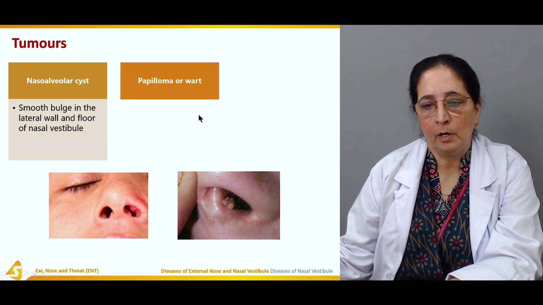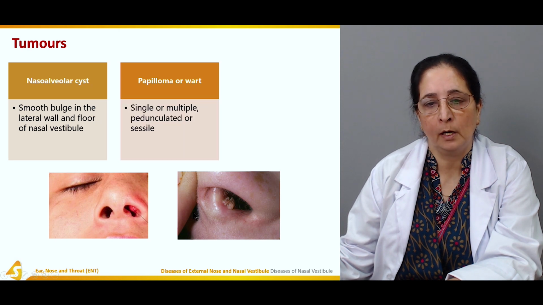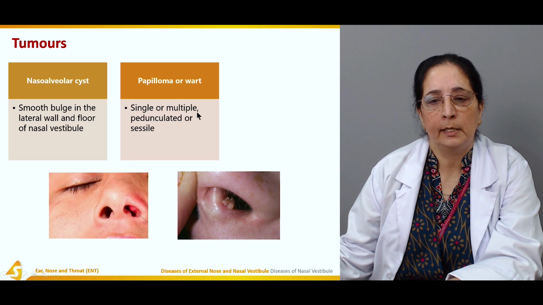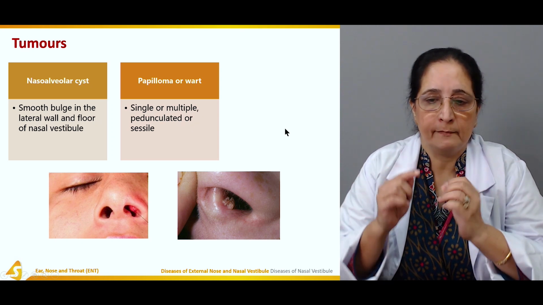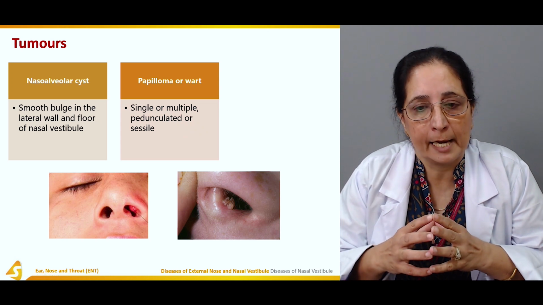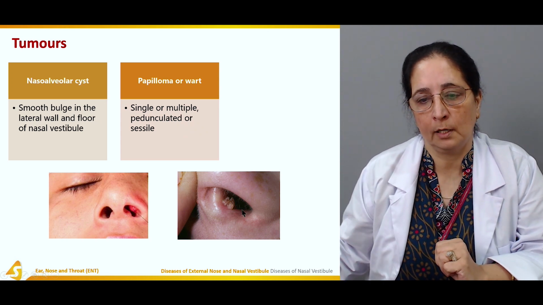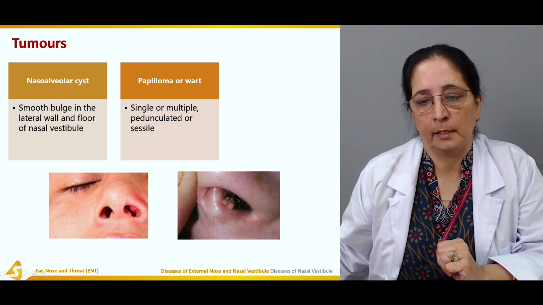Then papilloma or wart. This is the picture of the wart or papilloma, which can be single or multiple, pedunculated or sessile. Pedunculated have a stalk with which they attach. Sessile have no stalk. These are the sessile papilloma or wart.